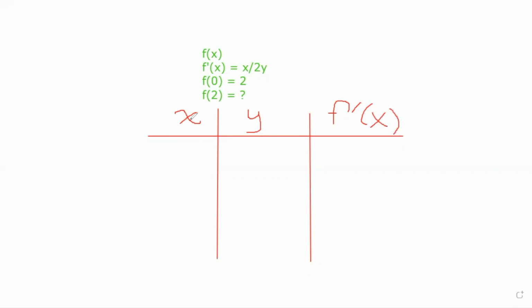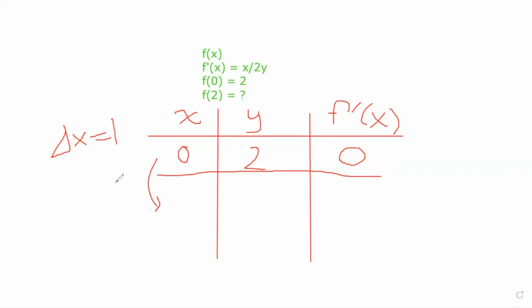Now, let's start off with our original value. So 0, 2. And okay, plugging into the original slope, that's 0 divided by 2 times 2, that's 0. Slope is 0 at this point. So now let's take our step of 1. So let's say the change in x is going to be 1 every time. So let's add in a 1.